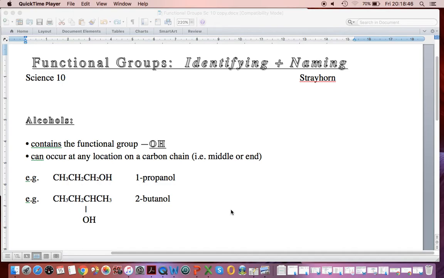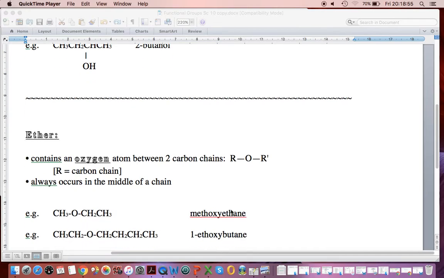So if I give you a question asking you to tell me, is this an alcohol? You're saying, do I see an OH attached to a carbon? That's all you got to know. Now, next one is ether.